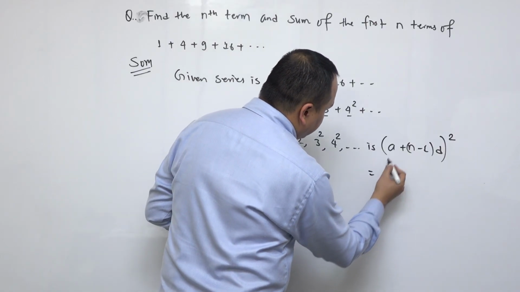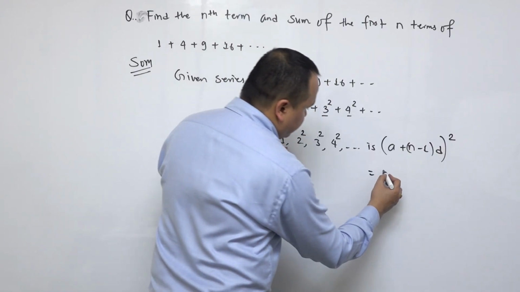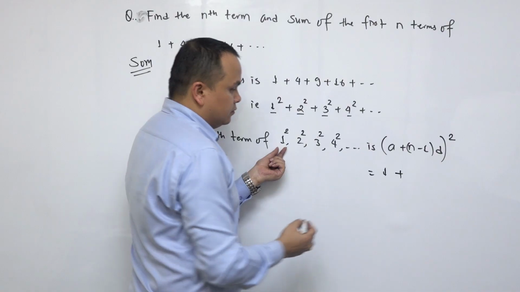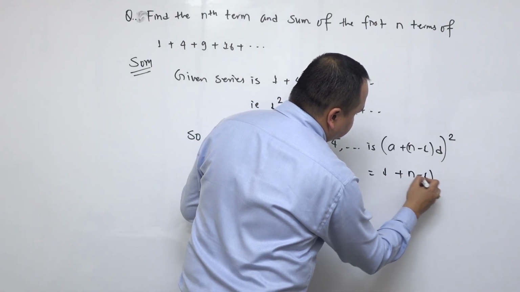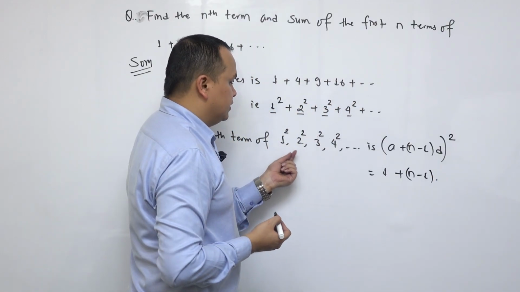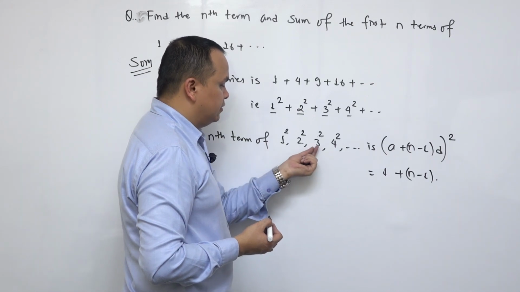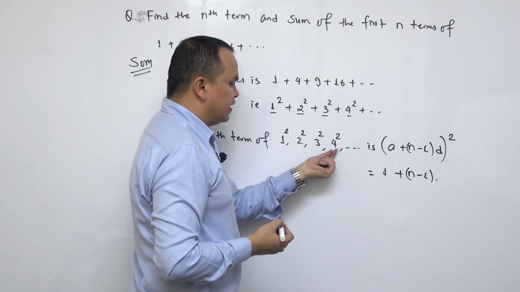So this is A. Here A is 1 and D is 2 minus 1, 3 minus 2, 4 minus 3.